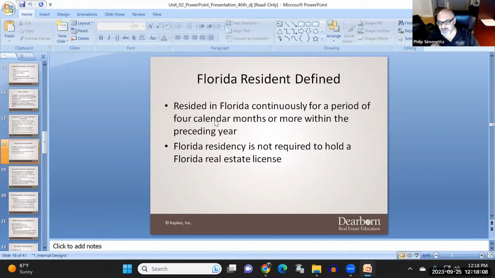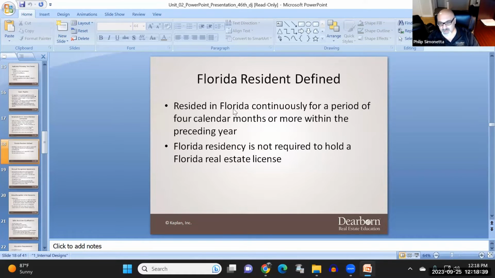Florida residency is not required to hold a Florida real estate license. Aiden just moved to Florida with his license. He's been here the last 3 years, but he's been living in Pennsylvania legally. He just changed his driver's license to Florida because he physically moved here. Right? So you could be in another state and have a Florida license. He did. So when he moved here, we updated his license with the state.